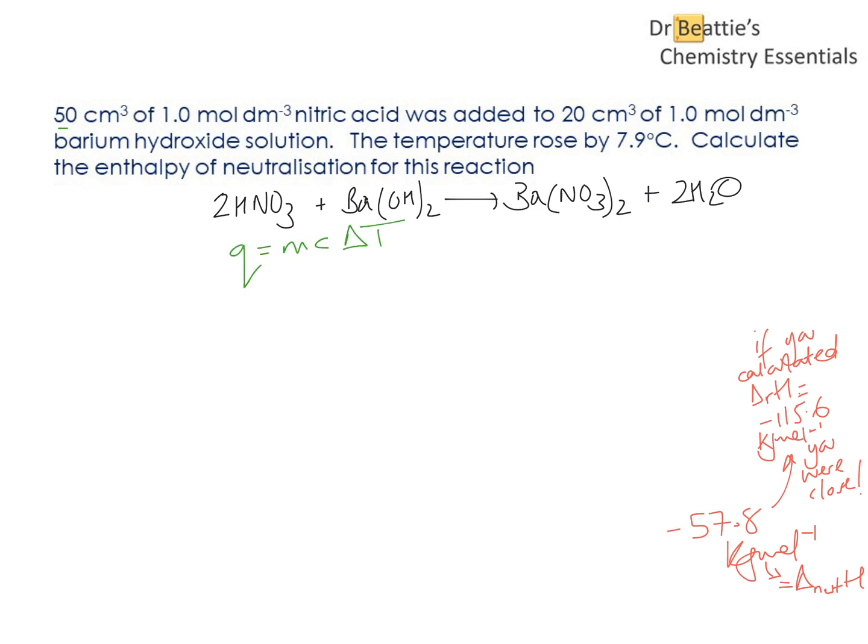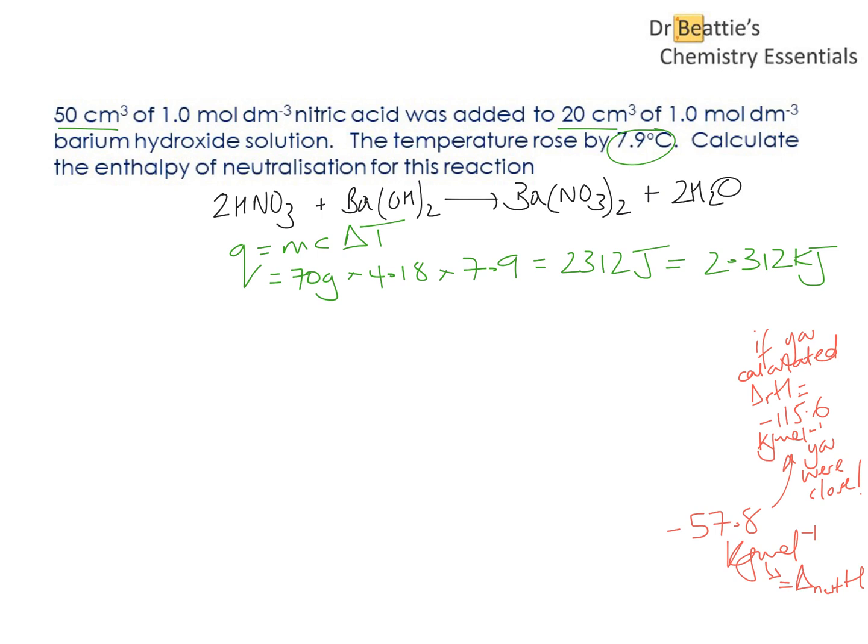Okay, so firstly, the mass of water is the 50 centimetre cubed of nitric acid plus the 20 centimetre cubed of the barium hydroxide solution. So altogether, we've got 70 centimetre cubed or 70 grams. Then we're going to keep this as the 4.18 joules per Kelvin per gram, specific heat capacity of water. We're going to ignore the fact that they're acids. And then our delta T is 7.9 degrees. So this gives us our Q as 2.312 kilojoules.